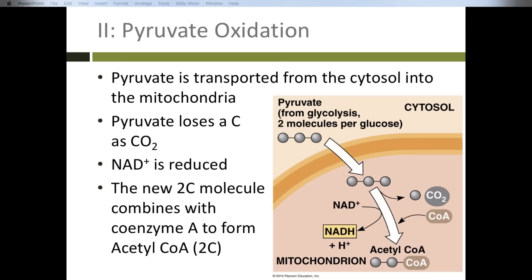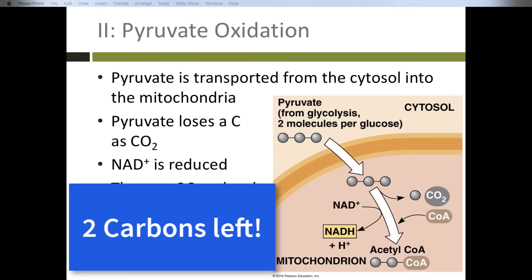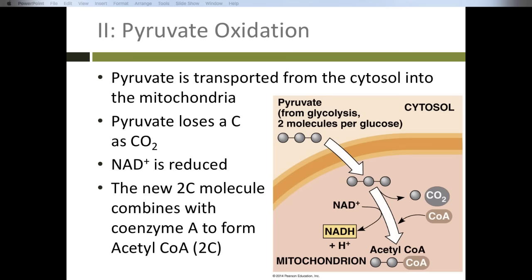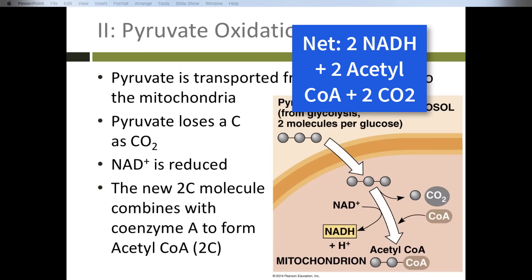In doing so, a molecule of NAD is reduced to NADH. In this step, for each molecule of pyruvate, you produce 1 molecule of CO2 and reduce 1 molecule of NAD. The end product is acetyl-CoA. Since you had 2 molecules of pyruvate for every molecule of glucose, your net production in this phase is 2 NADH, 2 acetyl-CoA, and 2 molecules of CO2 waste.